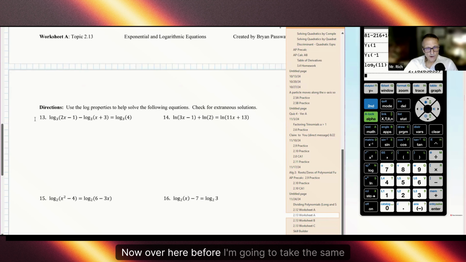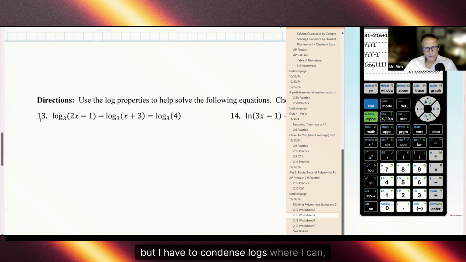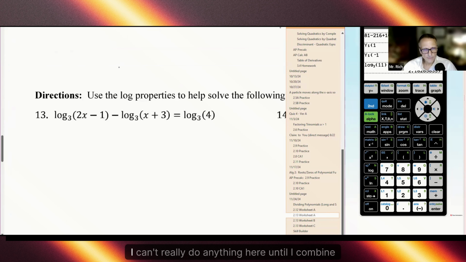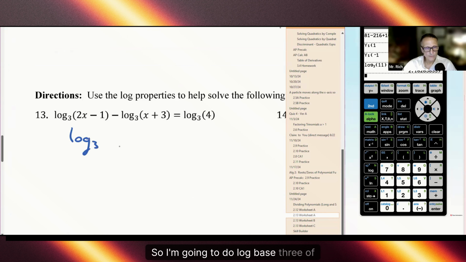Now over here, I'm going to take the same tack, but I have to condense logs where I can. I can't really do anything here until I combine these 2 logs into 1. So I'm going to do log base 3 of, and when I condense 2 logs that are separated by minus, the argument is going to be with division. So it's going to look like this.